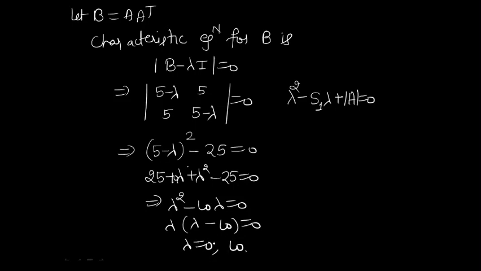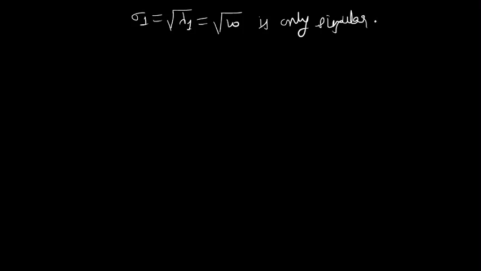In this way, what we are observing is that one of the eigenvalues is 0. So that will be neglected. Therefore, the only singular value available here is sigma 1, that is under root of lambda 1. Lambda 1 I am taking as the non-zero eigenvalue, so under root of 10 is the only singular value. I hope this is clear to you all.